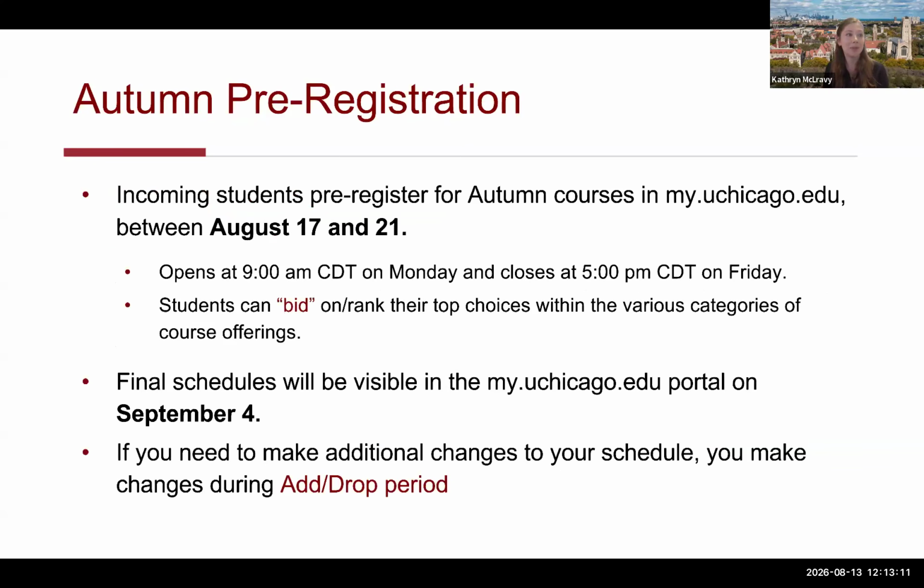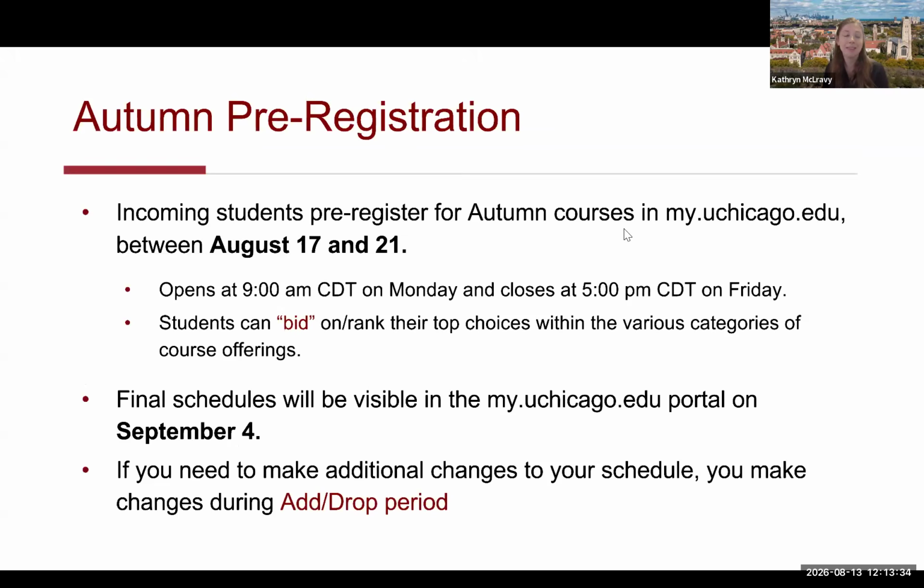Okay, so as you all are here and getting ready for next week, incoming student pre-registration will happen in the MyU Chicago portal. It'll open on Monday, August 17th, and it'll go through the 21st. It opens at 9 a.m., and like I said, it'll close 5 p.m. sharp Central Time on that Friday, the 21st.